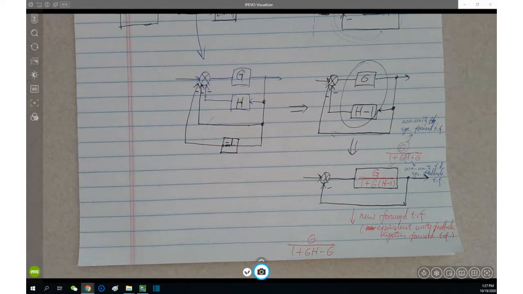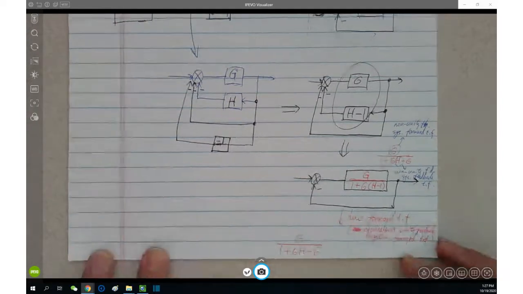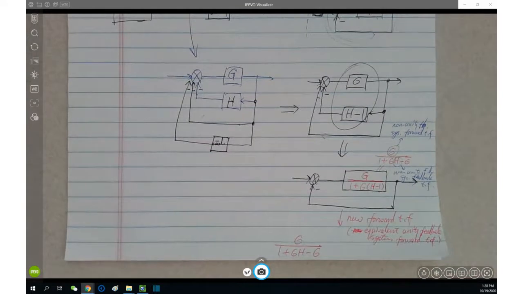Why are we looking for the forward transfer function? Because now it is a unity feedback system. We're applying whatever we have learned from the unity feedback system to this new system. Okay? So we need the forward transfer function. That's still the forward transfer function, not any other transfer function. Now apply the formula. Fairly easy, right? Does everything make sense? Any questions?